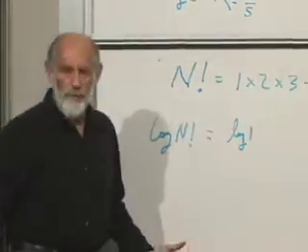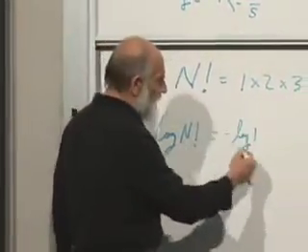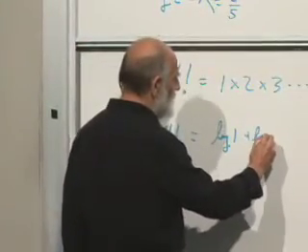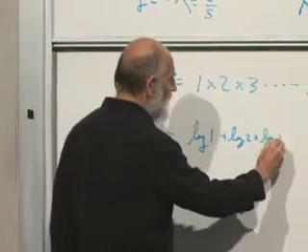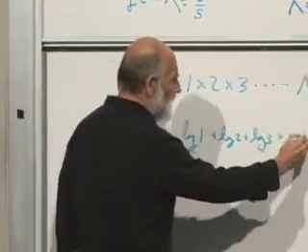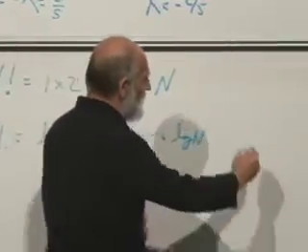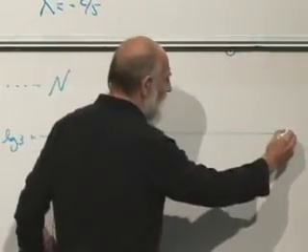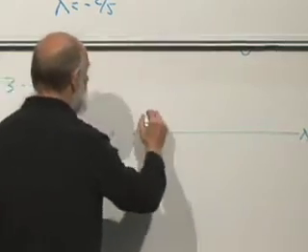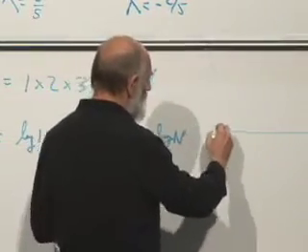Log 1 happens to be 0. But nevertheless, write it down, plus log 2 plus log 3 dot, dot, dot, plus log n. All right, so what do I have? Let's plot in this direction. Let's plot logarithm of n.